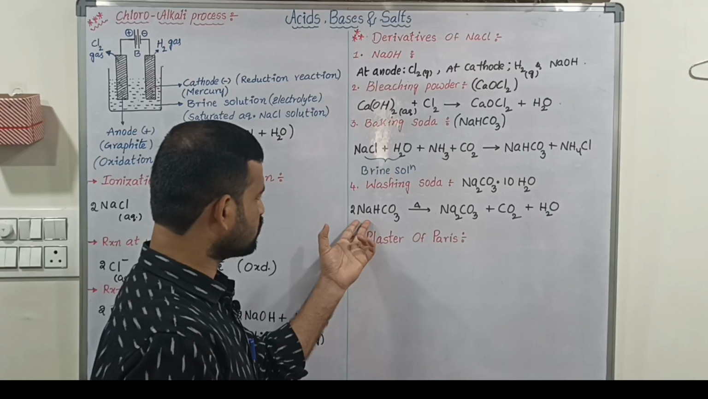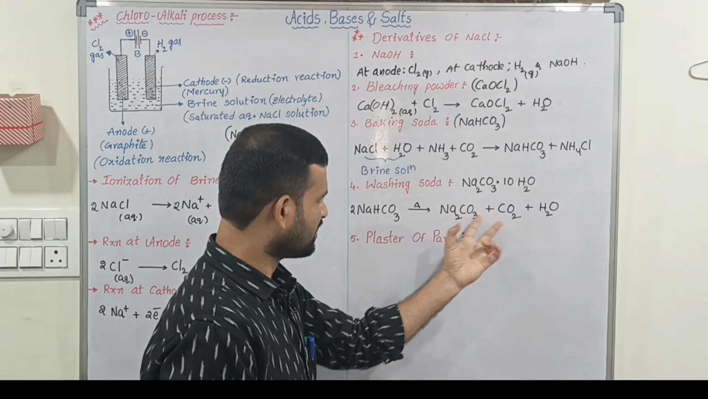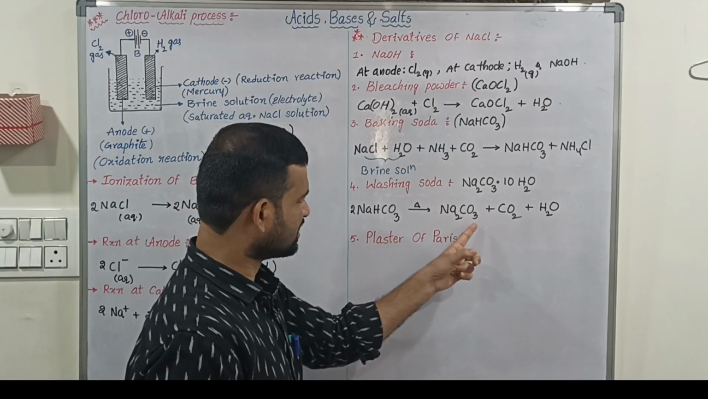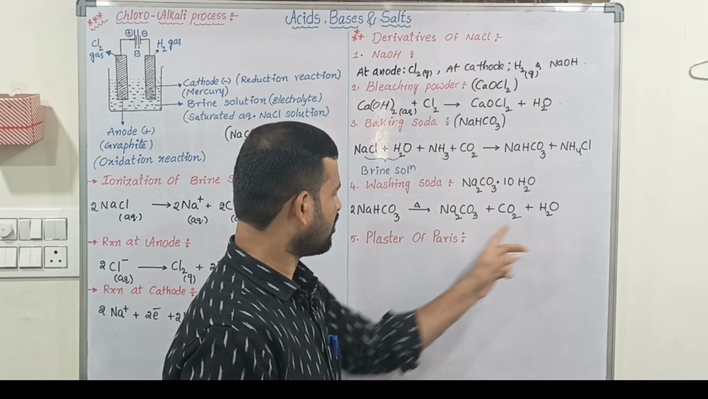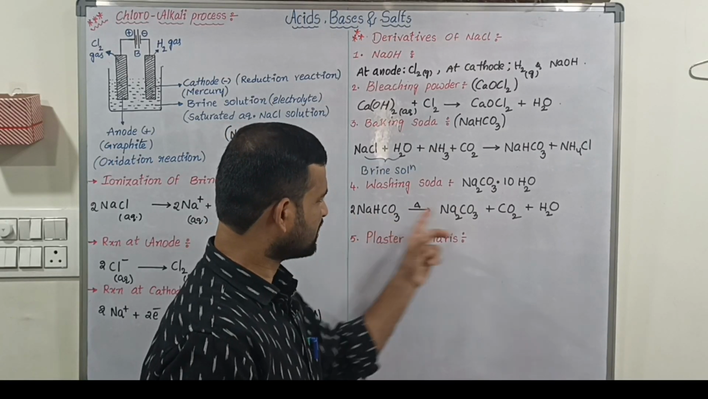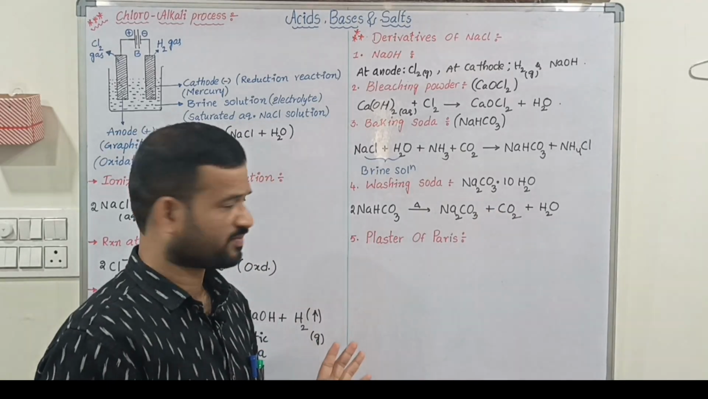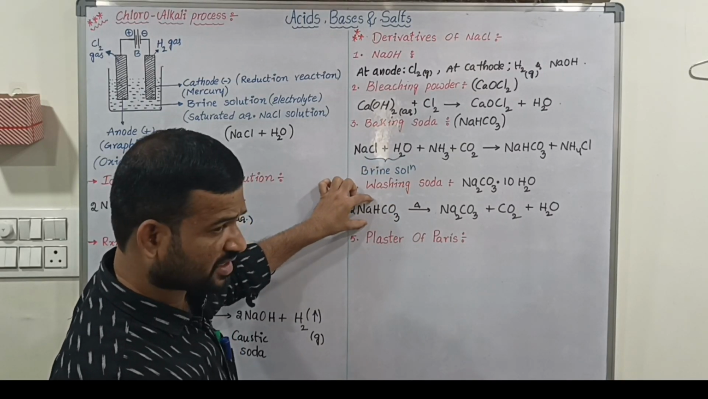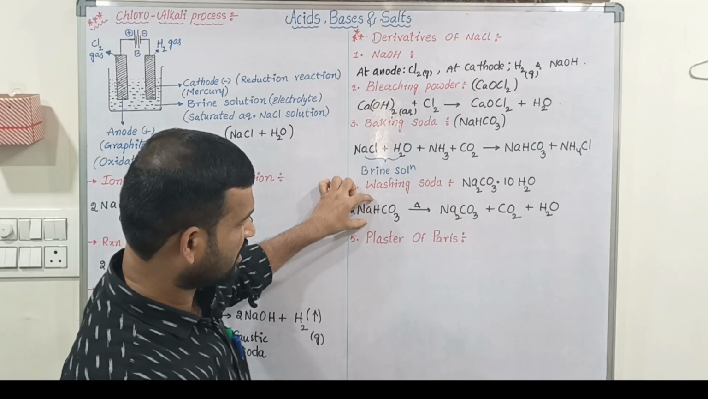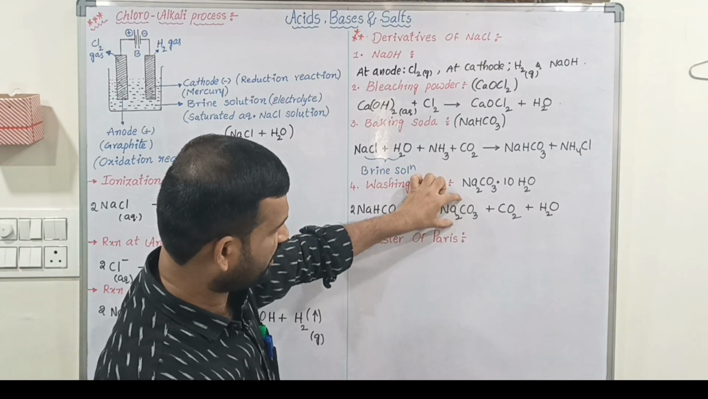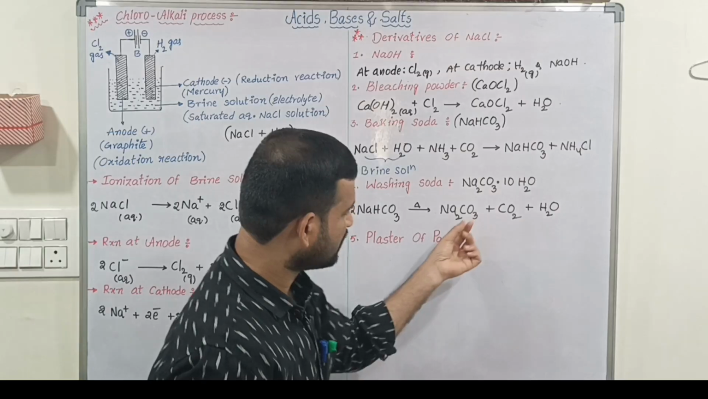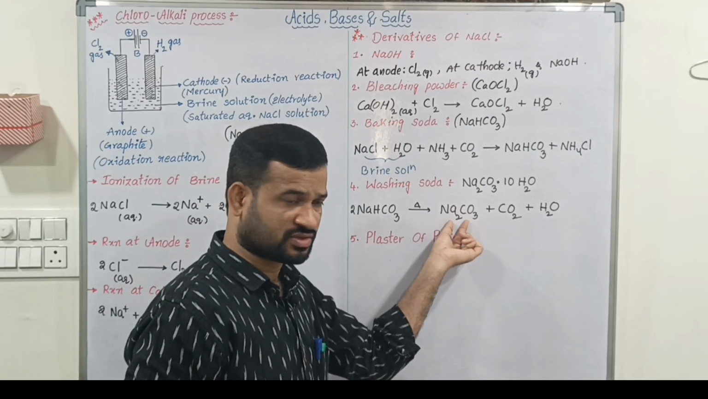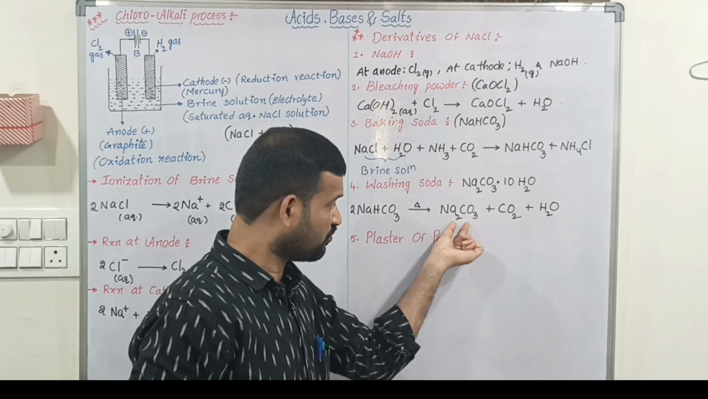How many sodiums? 2 sodiums, 2 sodiums. Carbons: 2 ones are 2 carbons. Oxygens: 2 threes are 6 oxygens; here 3, here 2, 5 plus 1, 6. Hydrogens: 2 ones are 2 hydrogens, here 2 hydrogens, balanced. Whenever we heat sodium bicarbonate, which is baking soda, we get sodium carbonate, carbon dioxide and water. This is anhydrous sodium carbonate. There are no water molecules, so it is not called washing soda.